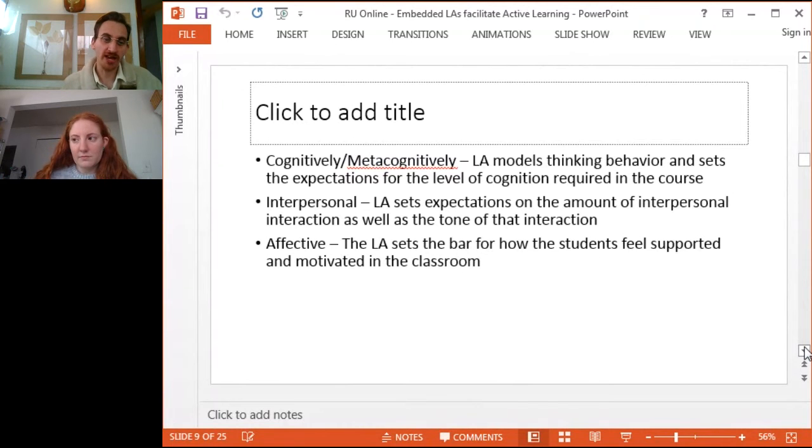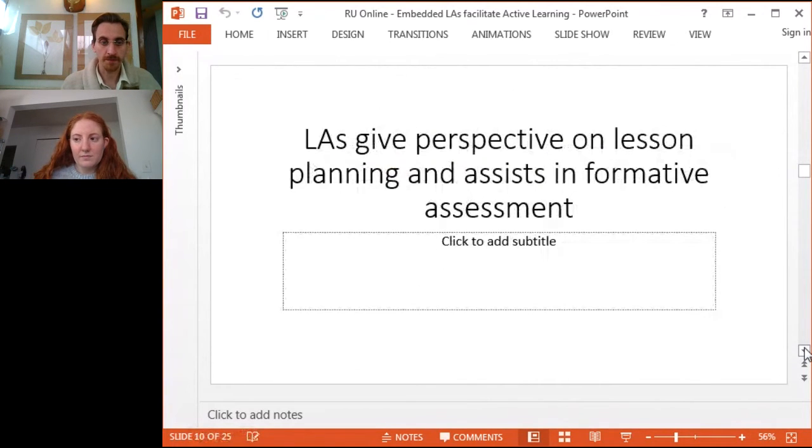And then lastly, there is this affective climate that is set by the learning assistant. In other words, how do the students feel supported and motivated inside that classroom? And the learning assistants are using positive affirmations and encouraging words to help the students feel more supported and more motivated to learn inside that classroom. So these are the three ways when I say that the LA sets climate, these are the three ways that I'm referring to, okay? And then last, LAs give perspective on lesson planning and assist with formative assessment, okay?